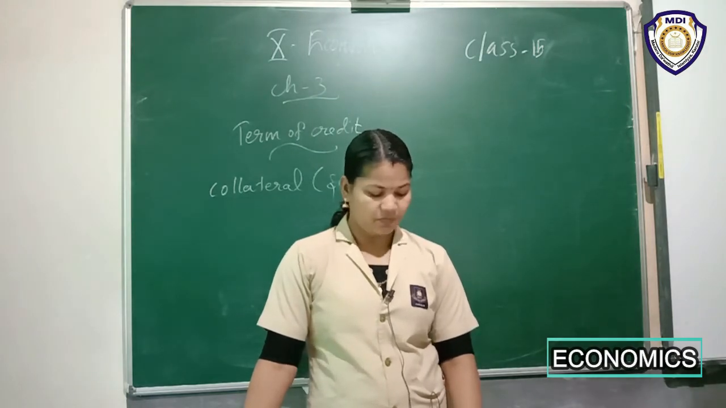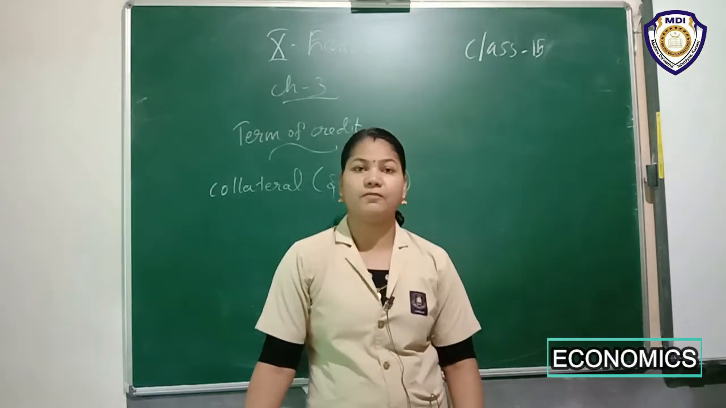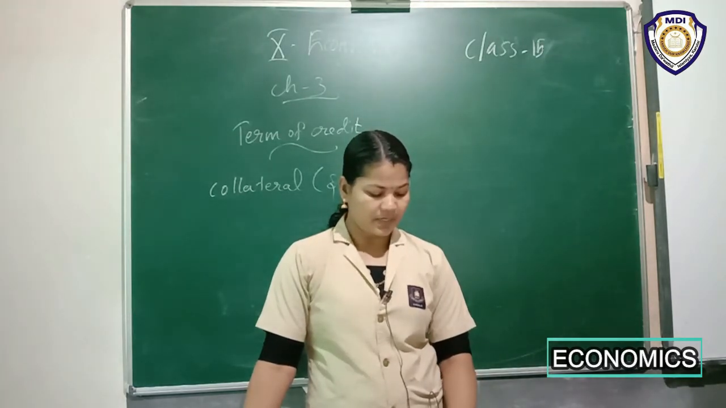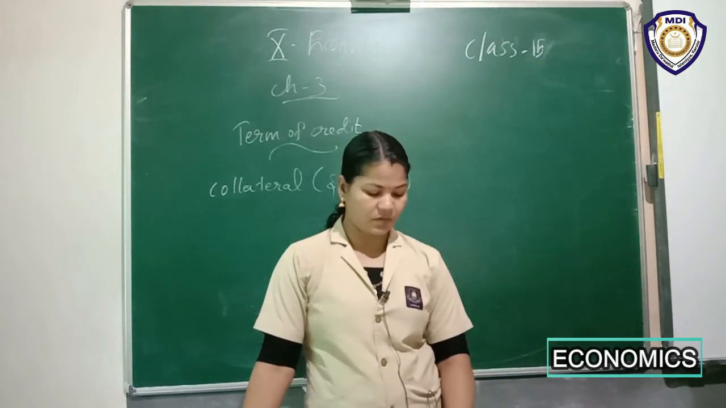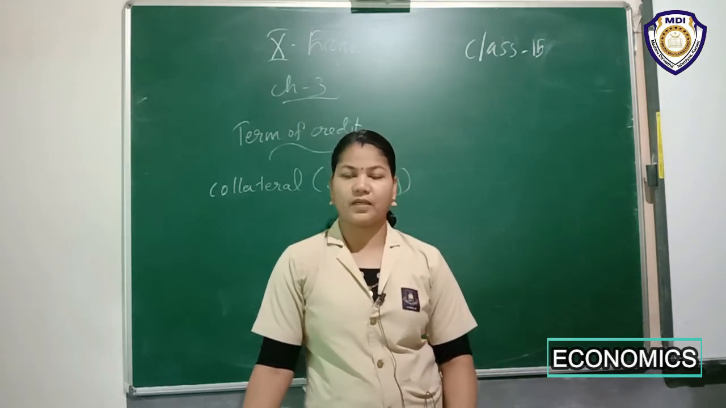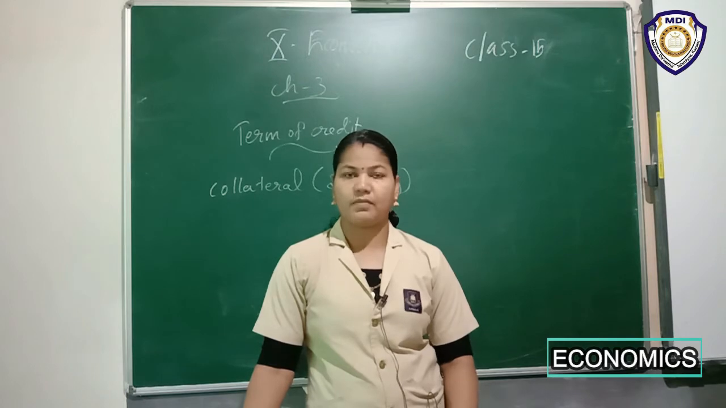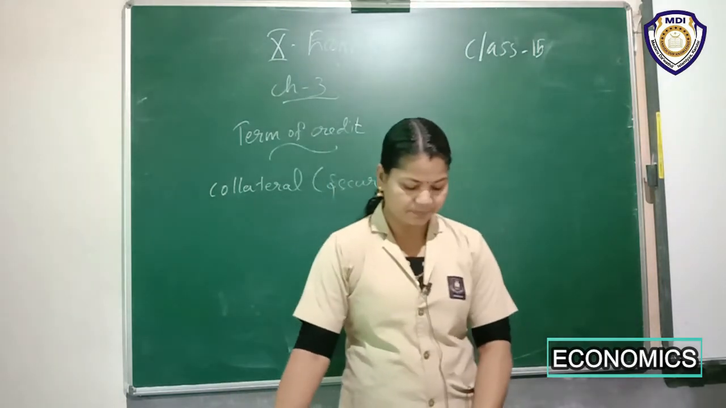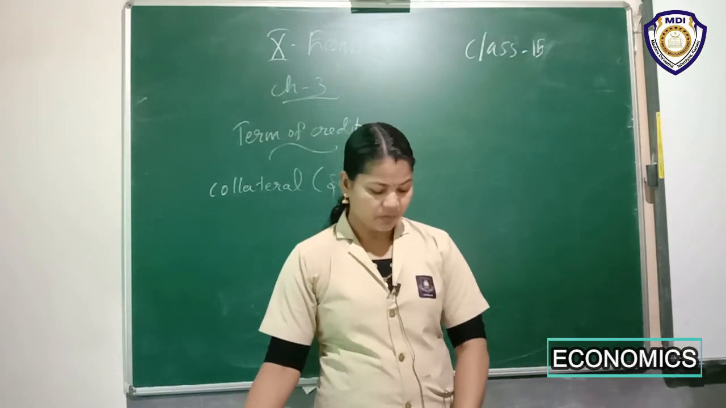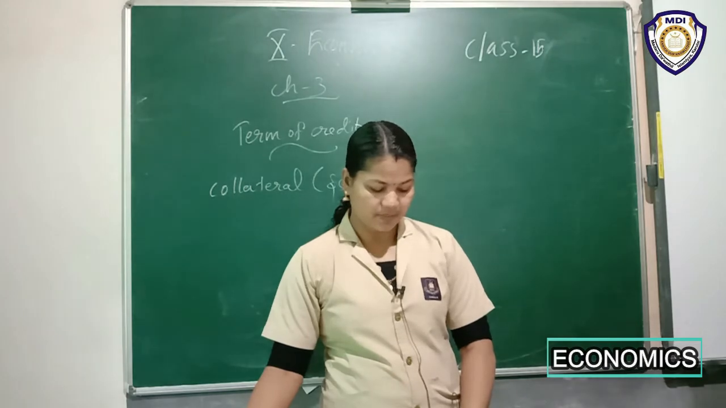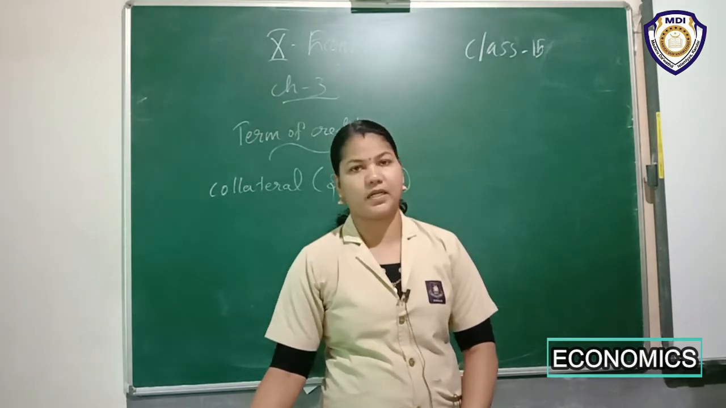If the borrower fails to repay the loan, listen, if the borrower fails to repay the loan, the lender has the right to sell the asset or collateral to obtain payment. If the borrower fails to repay the loan, the lender, that means who gave the loan, maybe the bank, has the right to sell the asset or collateral to obtain payment.